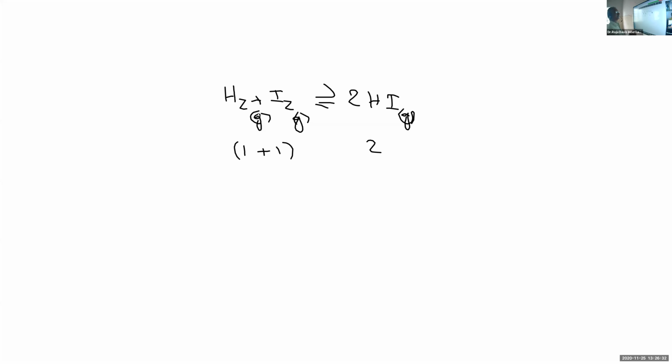Here, both sides, the number of molecules is equal, so there is no effect. Pressure has no effect on the equilibrium. That is choice D.